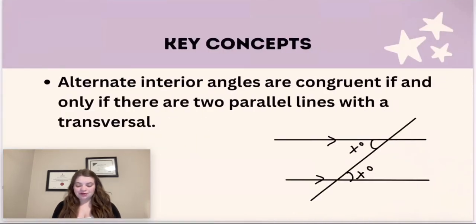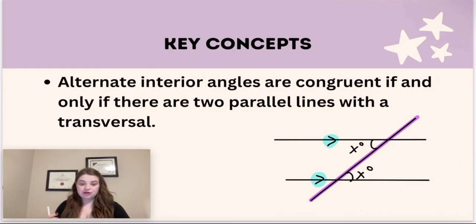So alternate interior angles are congruent, meaning same angle measure, if and only if there are two parallel lines with a transversal. So here we do indeed have two parallel lines as evidenced by these symbols. These mean that the lowest two lines are parallel, and the transversal is the other line. It's a line that crosses through both the parallel lines, so it's that purple one.